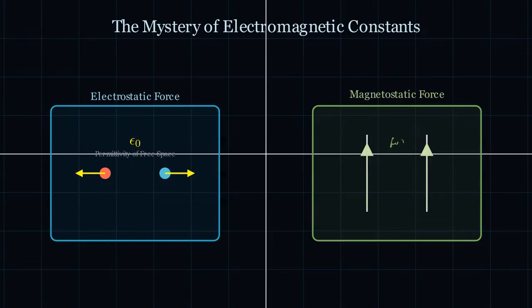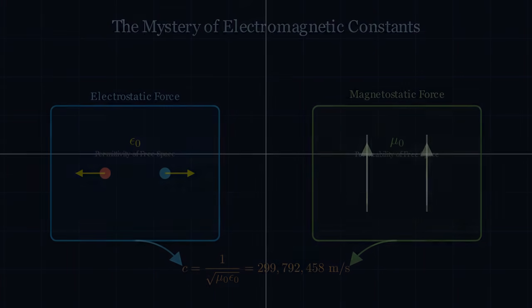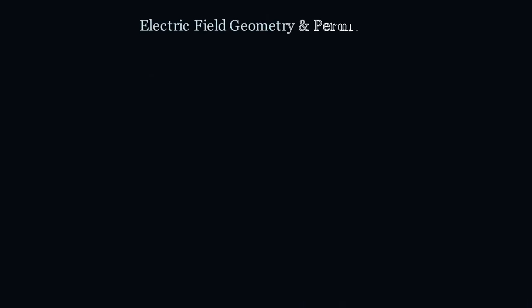Yet, if you multiply these two numbers, take the square root, and invert the result, you get exactly 299,792,458 meters per second, which is the speed of light. Why is the speed of light hidden inside two stationary constants?